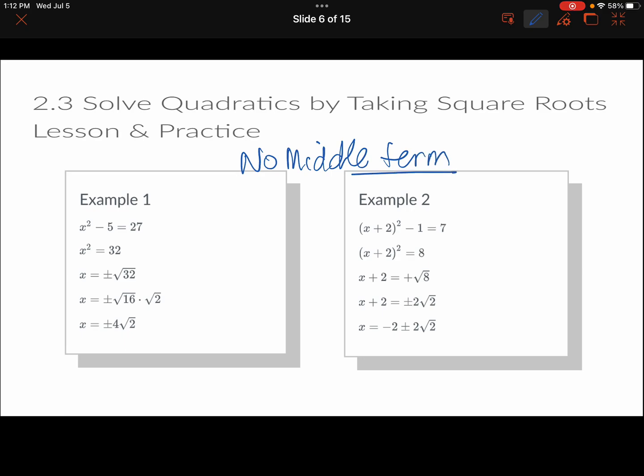Okay, so I don't want a middle term in between there. So here, by adding 5 to both sides, I get x squared equals 32, and then it has you working on simplifying roots that we learned in Unit 1. So that would be one option.